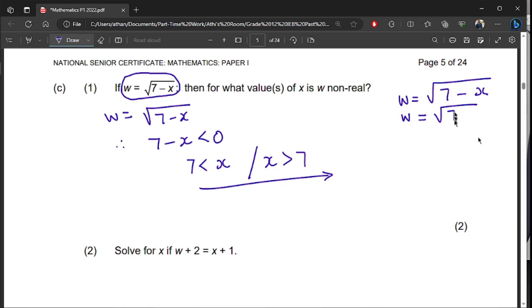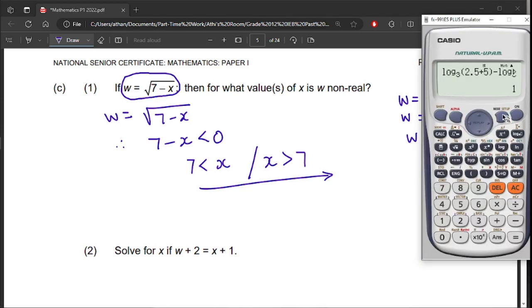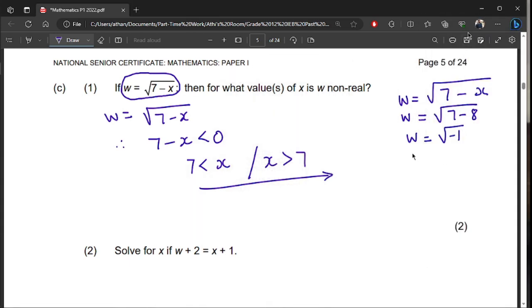So if we use 8 and put it in the place of x, let's see if w is going to be a non-real number. So square root of 7 minus 8 will be -1. And then using a calculator, what is the square root of -1? Math error, non-real. Therefore, w is non-real when x is greater than 7. So we're able to answer that question. Then you get your 2 marks there.